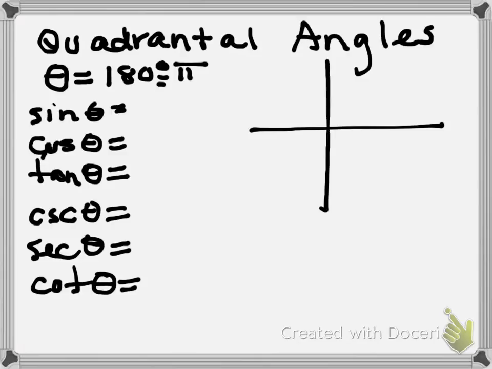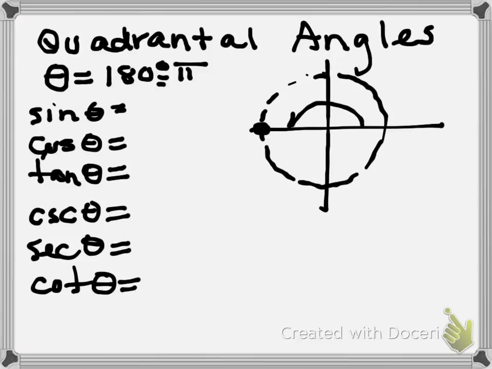Okay, now we have something called quadrantal angles, and they are such that the triangle collapses. We don't have a triangle. The terminal side coincides with the positive or negative part of the x-axis or the positive or negative part of the y-axis. So when we have 180 degrees, which is also pi in radians, we can think about that unit circle that I was talking about a few minutes ago. And 180 degrees is here. That would be the theta, or the pi, in radians.